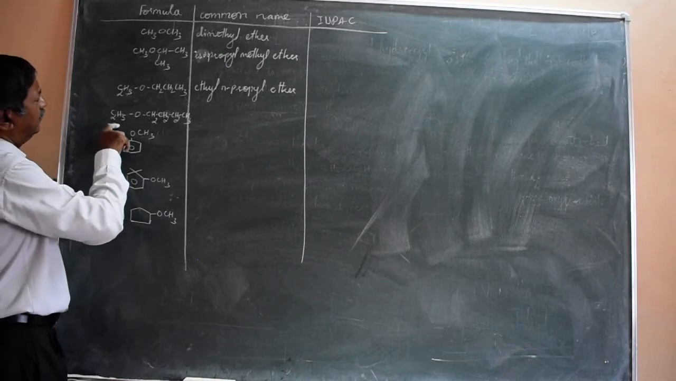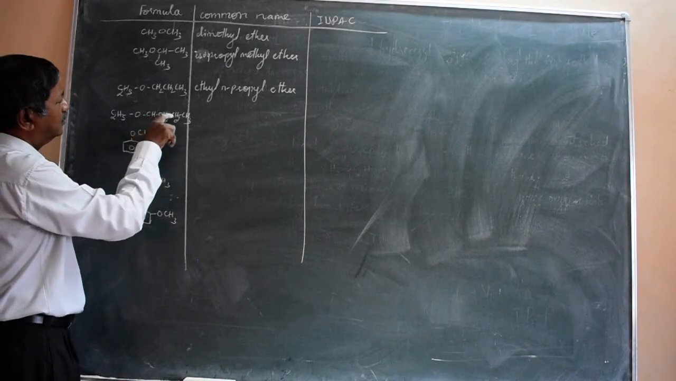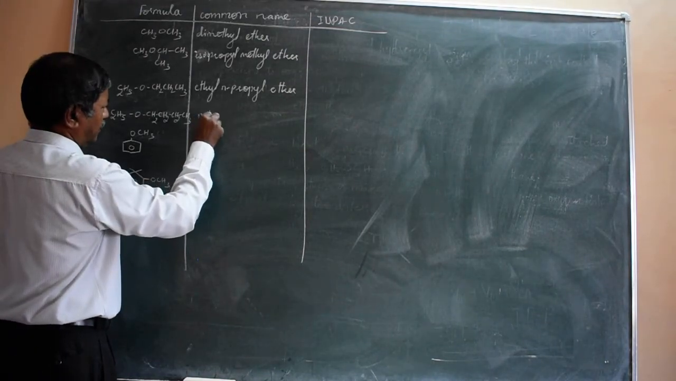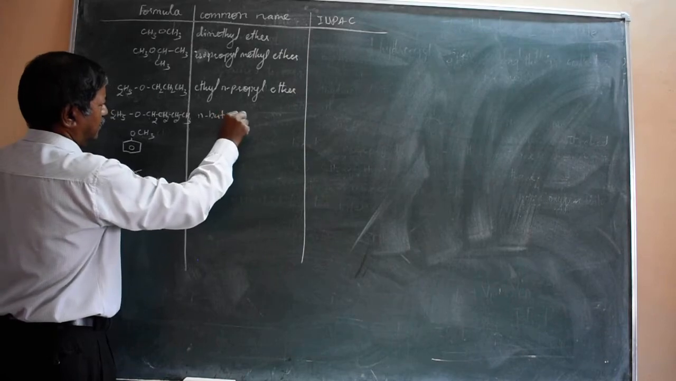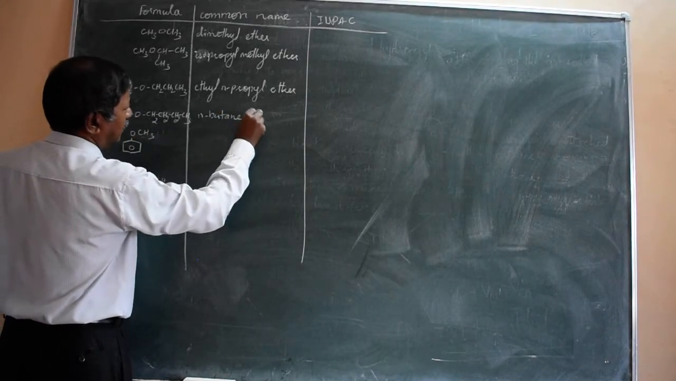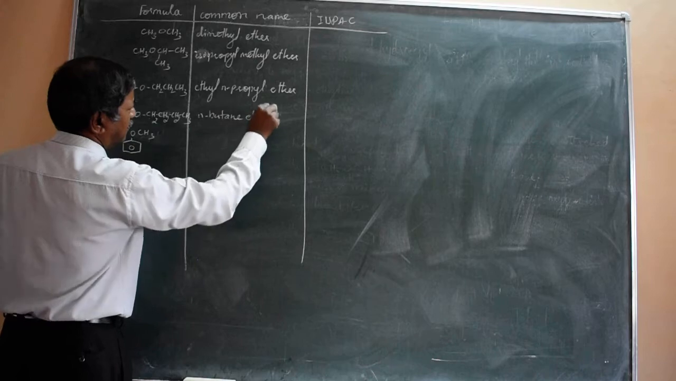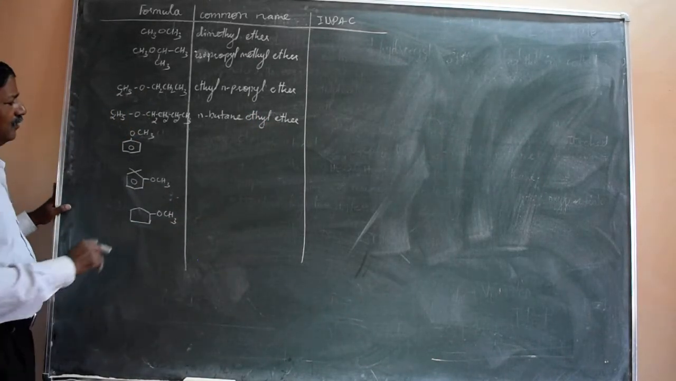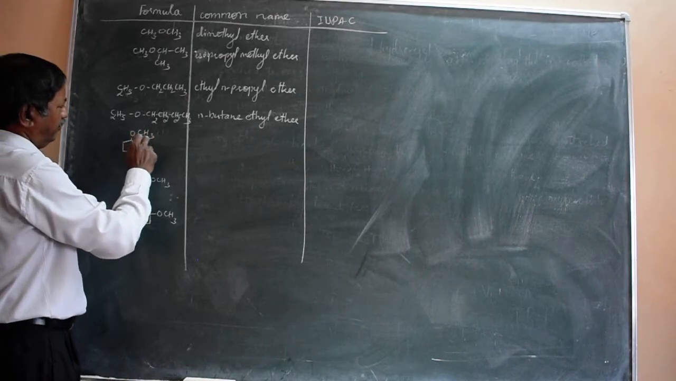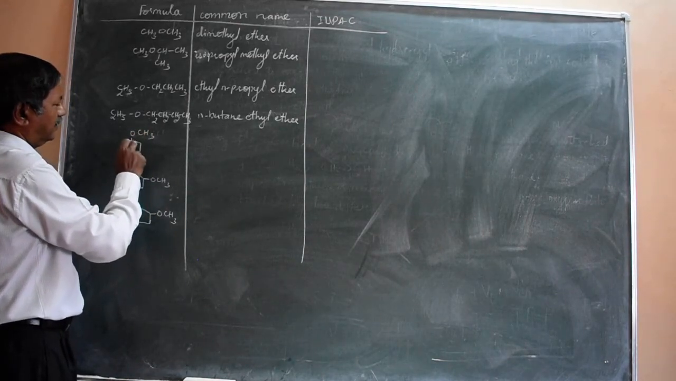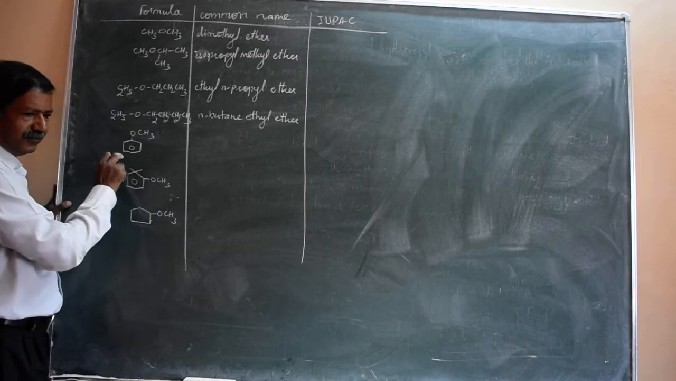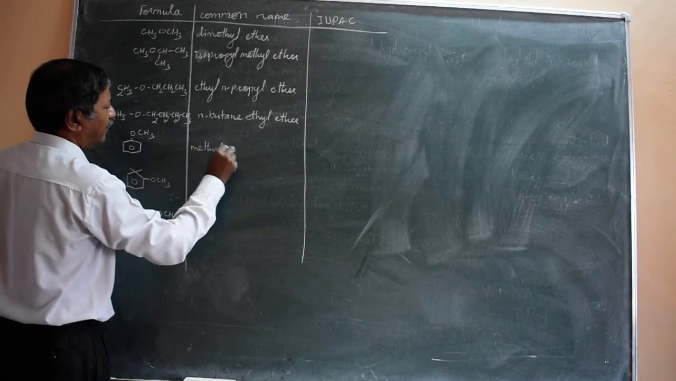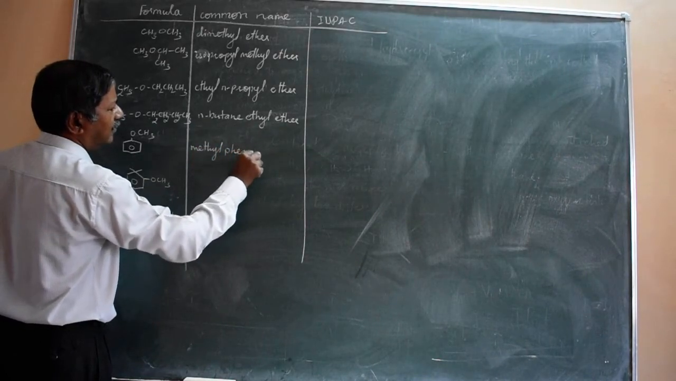Well, this one is butane, 2 carbon, 1, 2, 3, 4. 4 means butane. So it is n-butyl ethyl. Next, this one is methyl phenyl ether. L, M, N, O, P: after M comes P, so it is methyl phenyl ether.